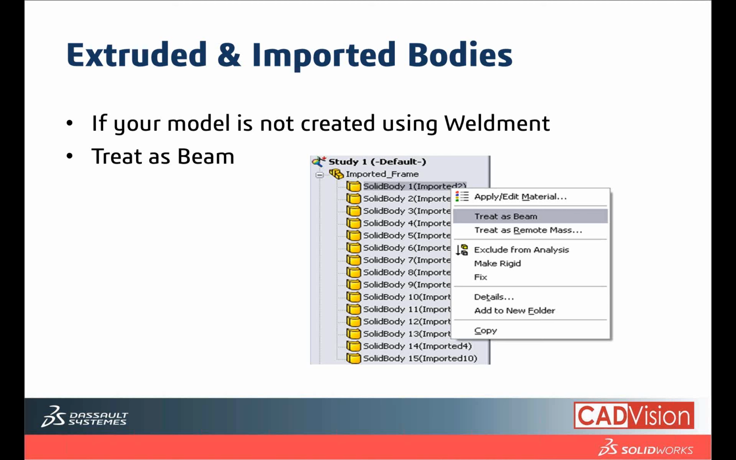Well, of course, since it's an imported file or an extruded body, an extruded solid, the default choice will not be a beam element. So all you can do is right click on those particular solids or components, and you can always treat them as beams. So it works the same as the default choice of beam elements, right?